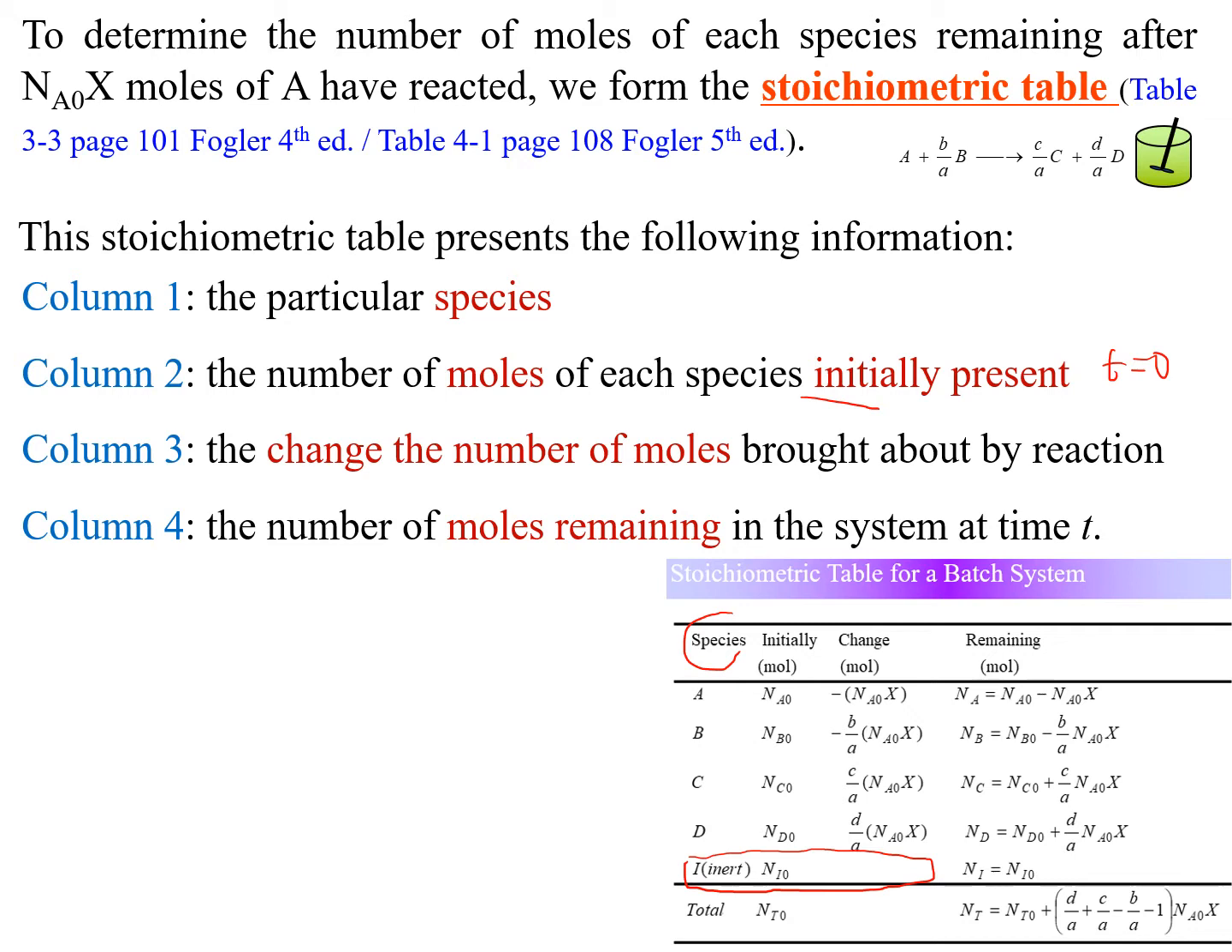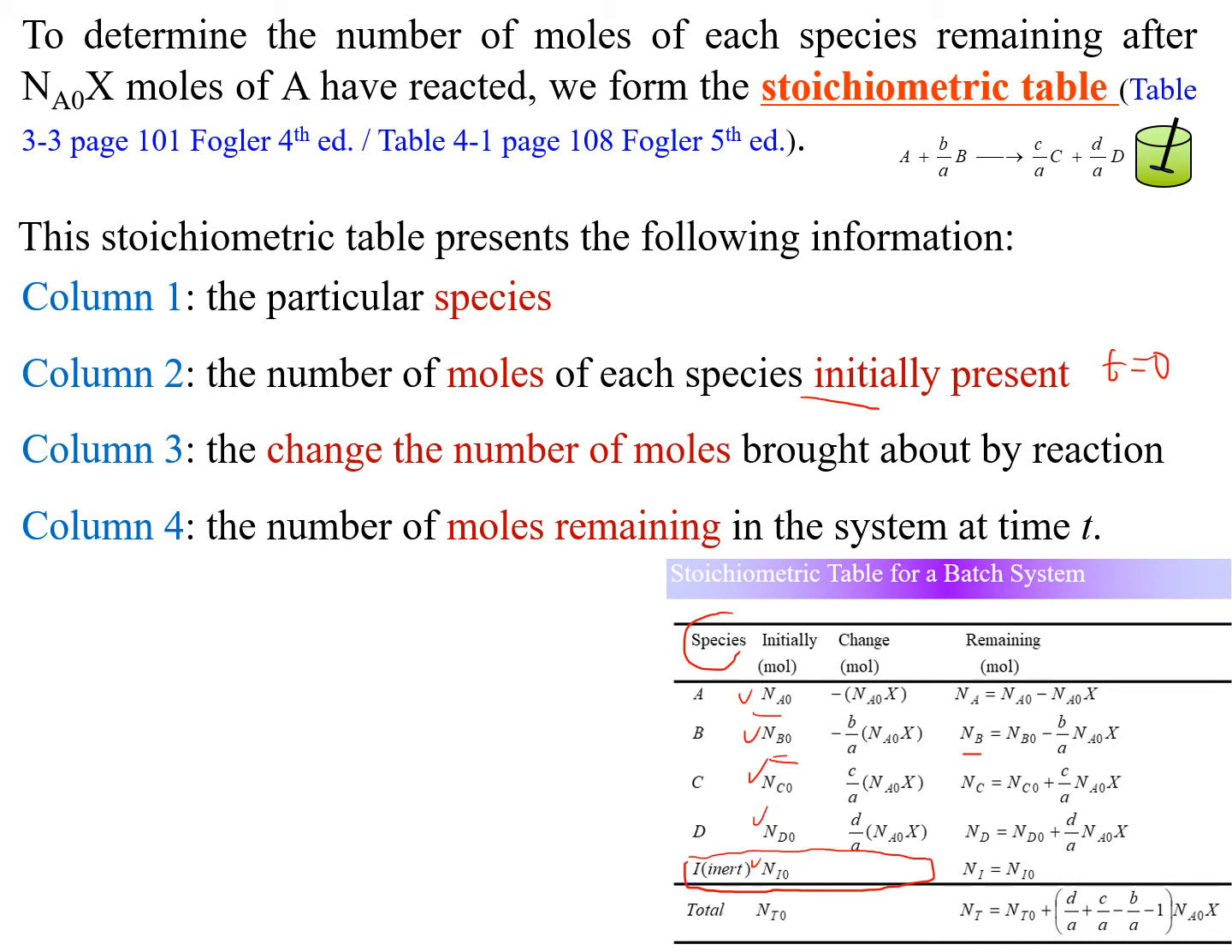And the last column would be the remaining one, whereby you combine the initial and also the change. So you have Na equals Na naught minus Na naught X. For Nb, we have Nb equals Nb naught minus B over A Na naught X. But for the inert, it would be the same as the initial one, which is Ni equals Ni naught. So the Nt naught would be the summation of Na naught plus Nb naught plus Nc naught plus Nd naught plus Ni naught.